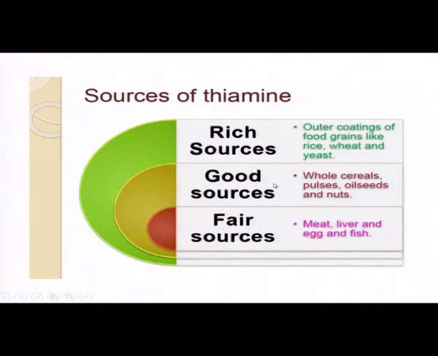In addition to that, any whole cereal with all the coatings in it, and all the pulses with all the coatings, would be an excellent source for thiamine. In addition to that, nuts and oil seeds as well, especially the outer coating, are rich in thiamine. You do have thiamine also from animal sources like meat, liver, egg and fish, but the vegetable source, especially the cereals and grains, is always the good source for water soluble vitamins.